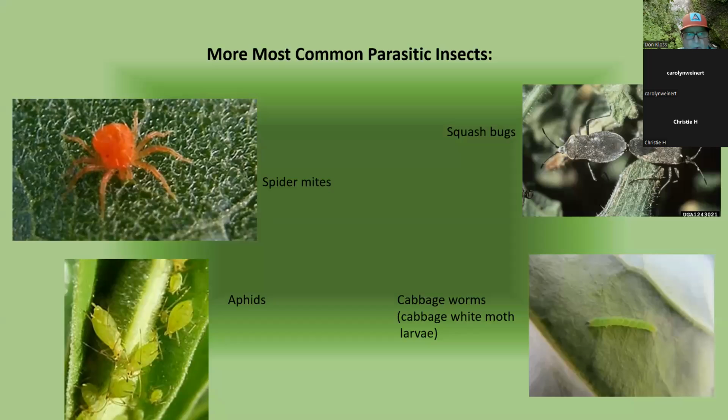And here are some more, which are all parasites of plants. You have the red spider mites, aphids, of course, which everybody knows about. Squash bugs, I think most gardeners know about. And then cabbage worms, as they are called, which are really larvae of the cabbage white moth, which people are familiar with.